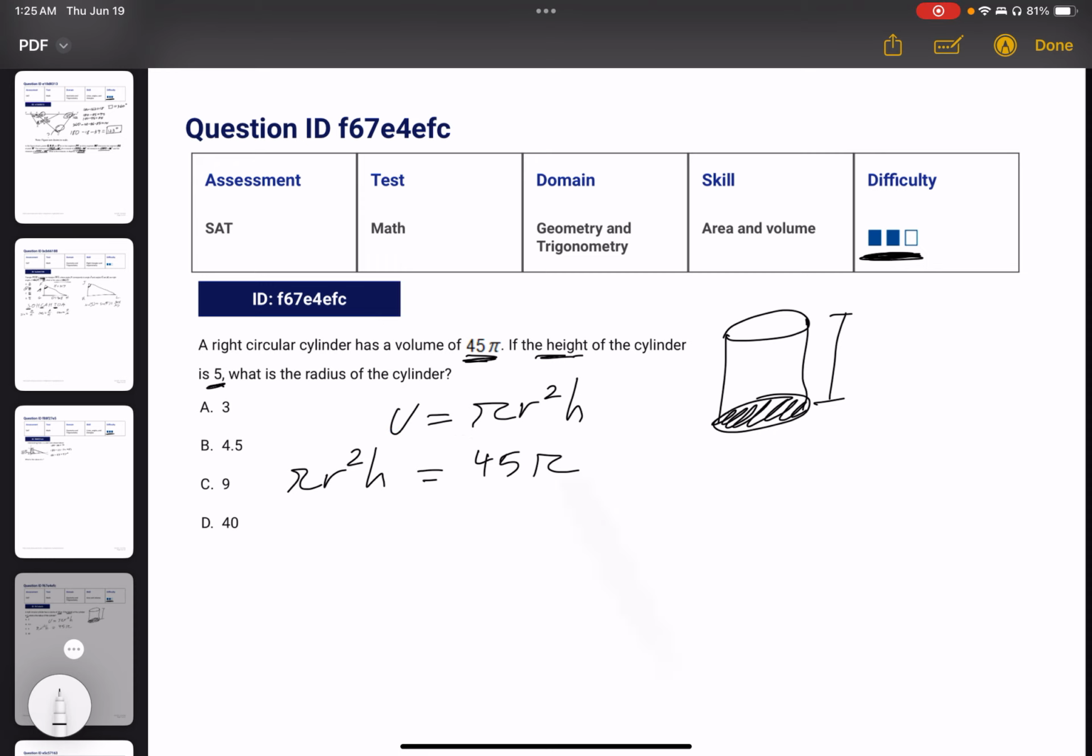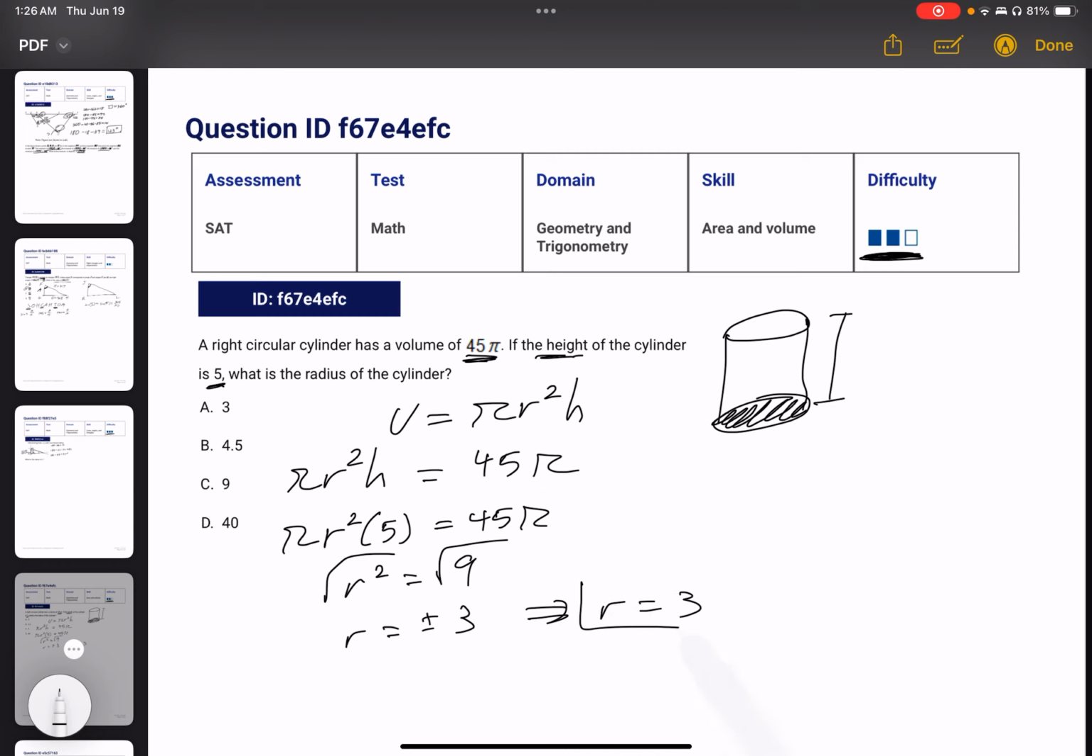So now we can solve for our r by plugging in for h. We know pi r squared times h, which is 5, is equal to 45 pi. Then for r squared, we divide by pi and 5, which is going to give us 9 on this side, and then we take the square root of both sides, and we're going to get r is equal to plus or minus 3. But we can neglect the negative value here since we're dealing with volume, and volume can never be negative, so r is just going to be equal to 3.